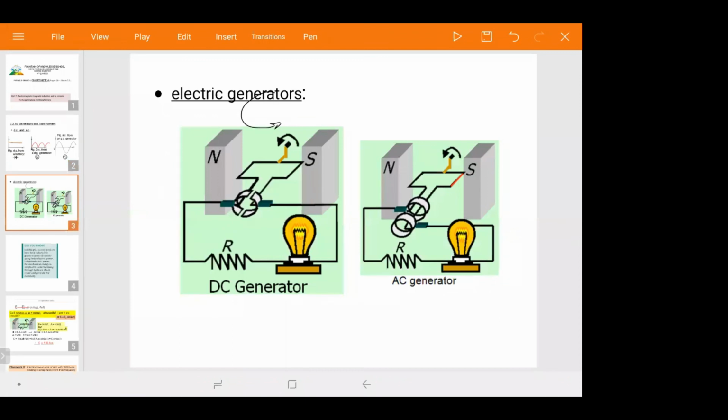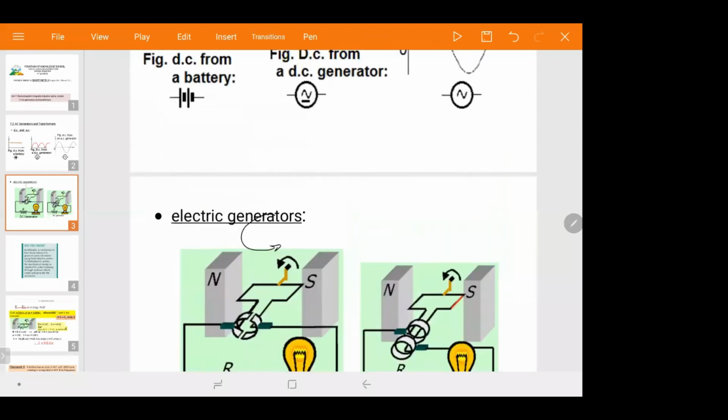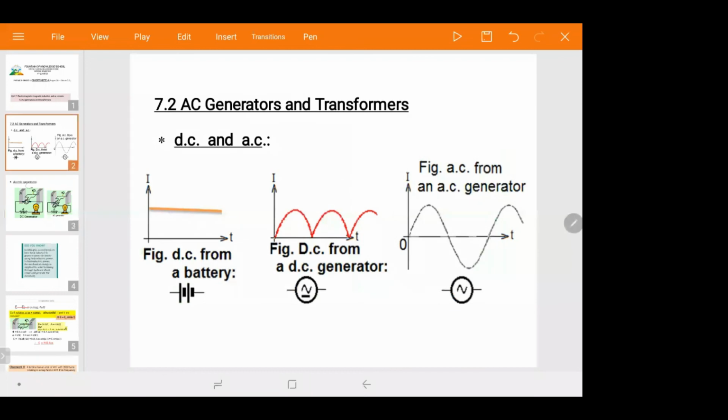So whether it's this on the right side or the one on the left side, in both cases, the coil is turning and there's a change of flux. But what you have here is commutators and brushes. You get a DC generator. DC means direct current, but the direct current, don't think it is like that of a battery. On the left side here, it's a pulsating DC.